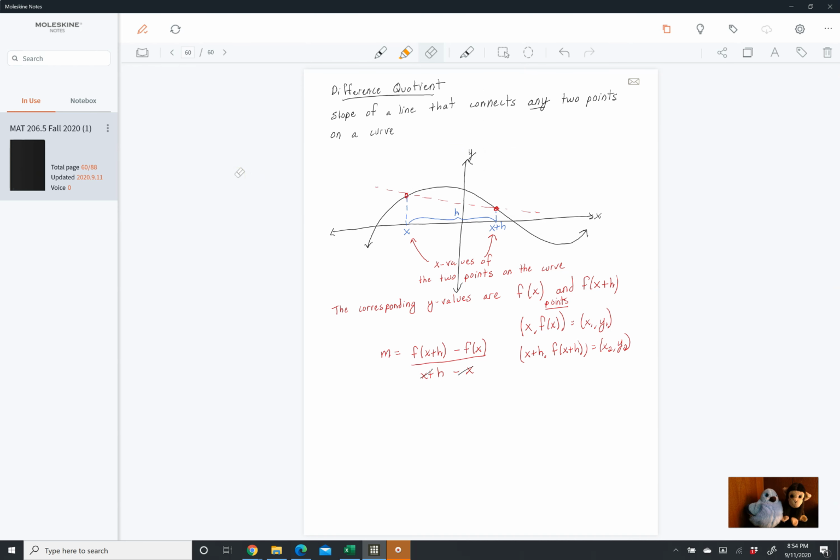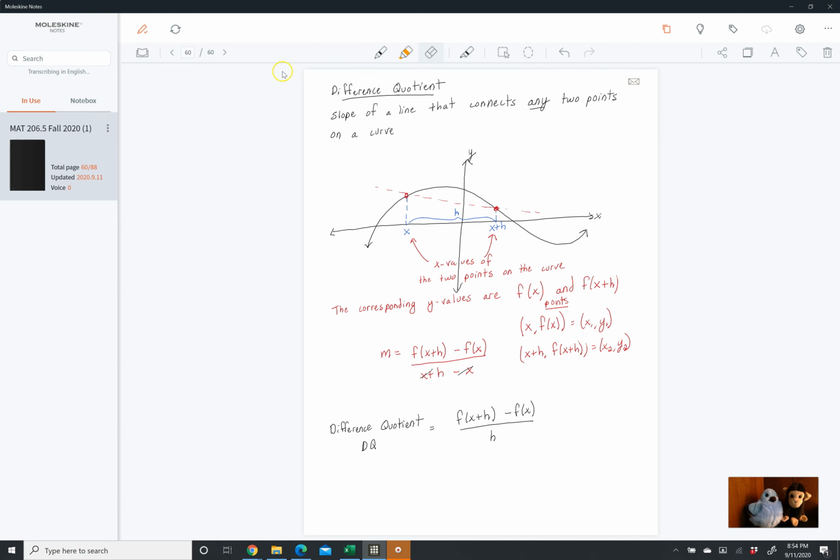Okay, so our difference quotient, which I will abbreviate as dq, is f of x plus h minus f of x over h. Okay, this is our difference quotient. So it's change in y over the change in x. The change in x is really just the distance between the two x's, which is h. Okay? Okay, so how do we find this and what does it mean?